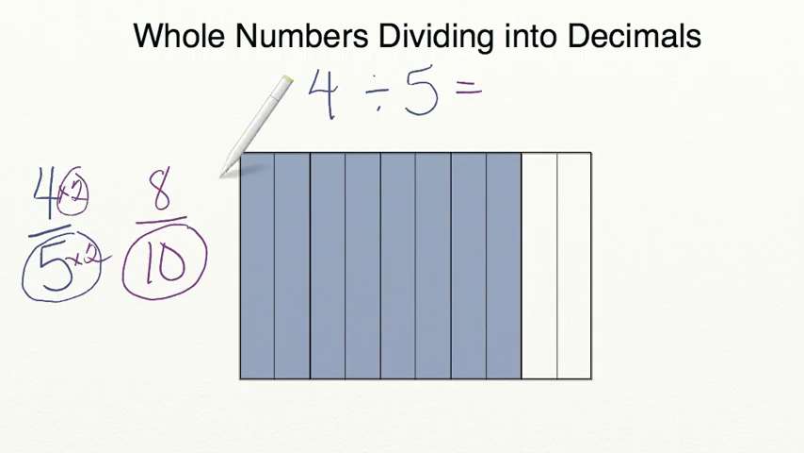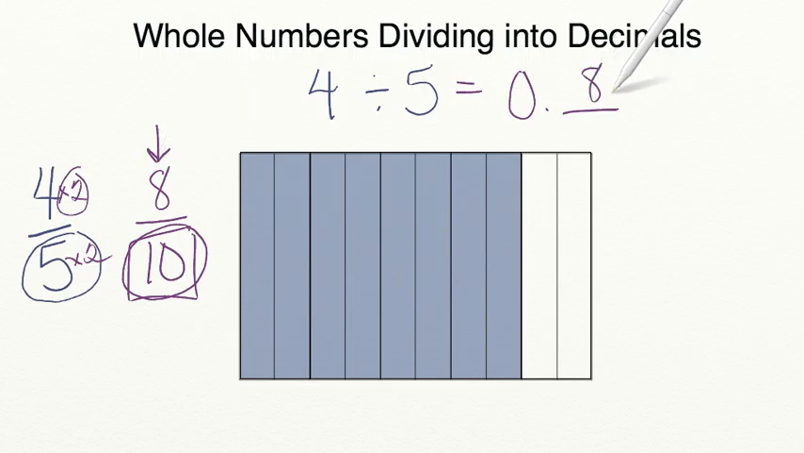In order to write 8/10 in decimal form, you need to underline the place value that's represented as your denominator. So I underlined my tenths place, and then you put your numerator in that place value. So 8/10 written as a decimal is the same as 8/10 written as a fraction. 4 divided by 5 is equal to 8/10.